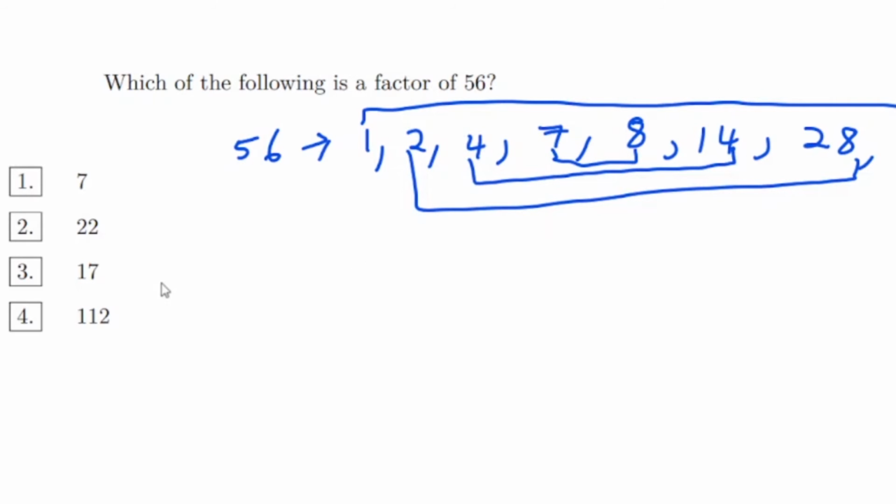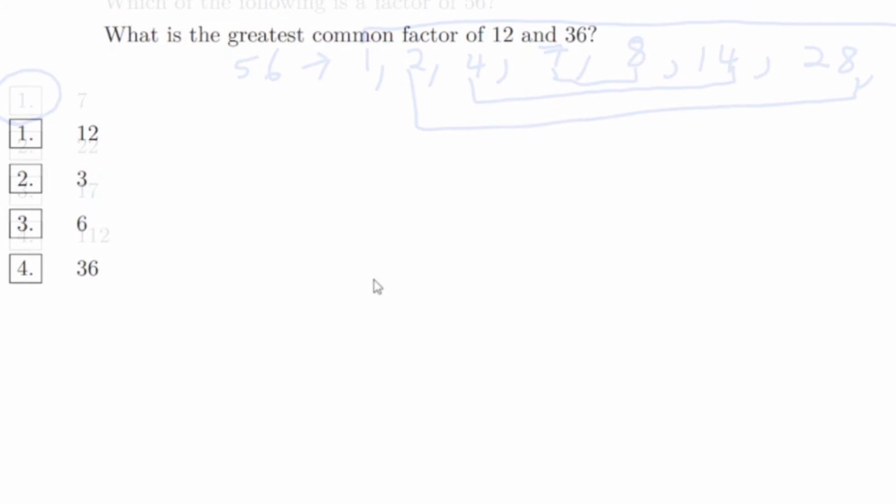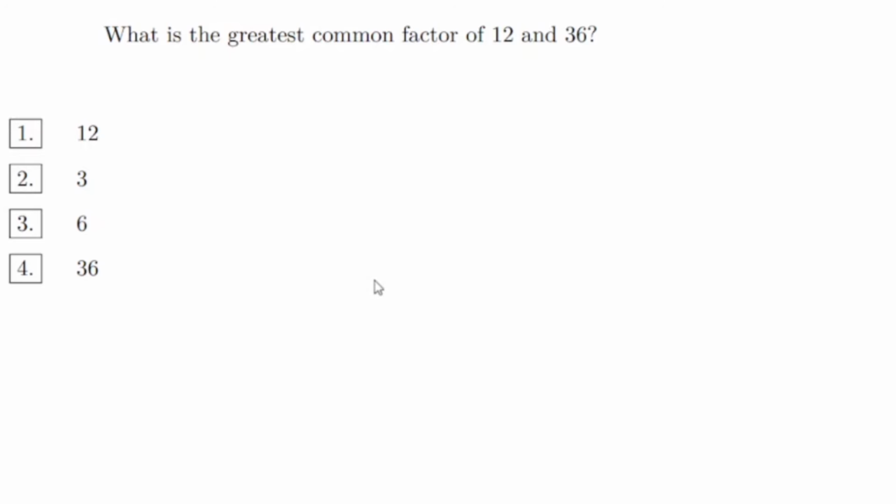So now we just have to look at these answer choices and see which one of these factors of 56 appears in the answer choices. And it looks like we have 7. So 7 is the correct answer for this problem. So the question is, what is the greatest common factor of 12 and 36? Well, to find the greatest common factor of 12 and 36, we just have to list out all the factors of 12 and 36.